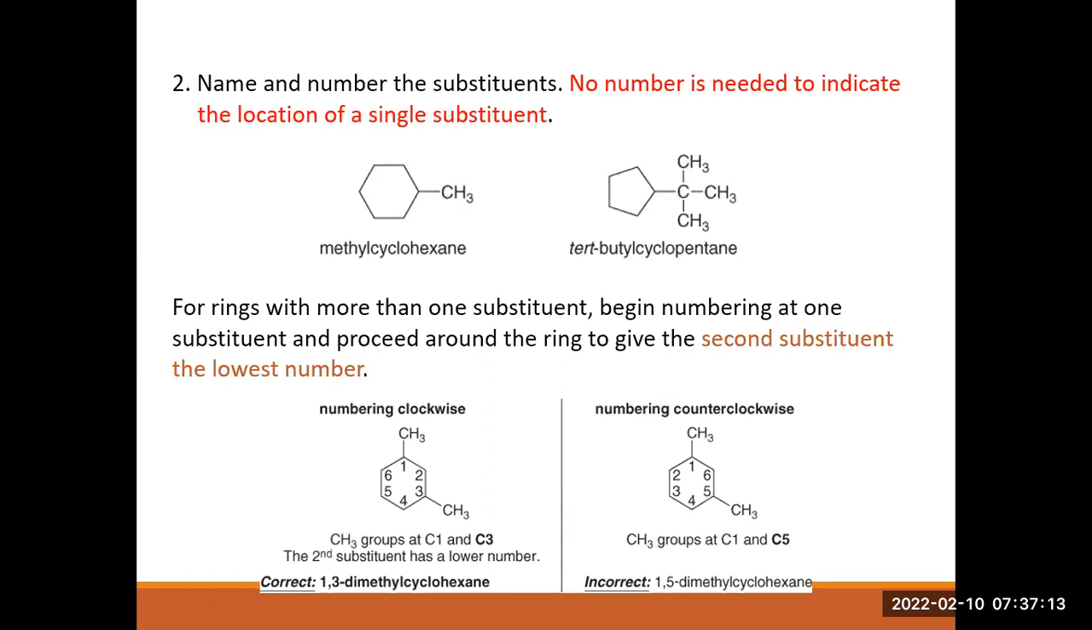Name and number the substituents. No number is needed to indicate the location of a single substituent. So this is a methylcyclohexane. This is a tert-butylcyclopentane.